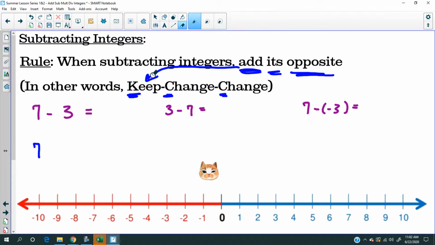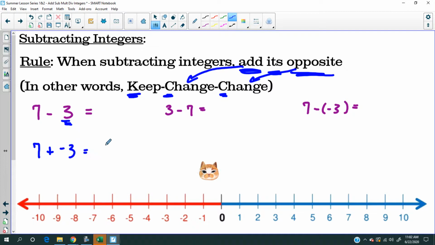So you keep the first number, right? And then you change the subtraction to an addition problem, and you change the second number. Okay, one more time. When you're subtracting integers, you keep the first number, you change this to a plus, addition, and then you change this number here, 3, to its opposite, which means it's now -3.